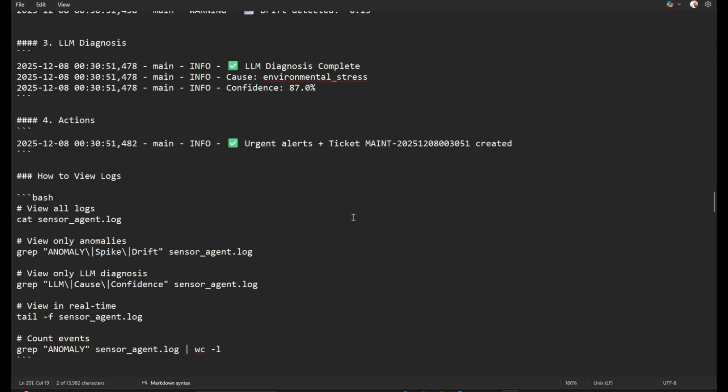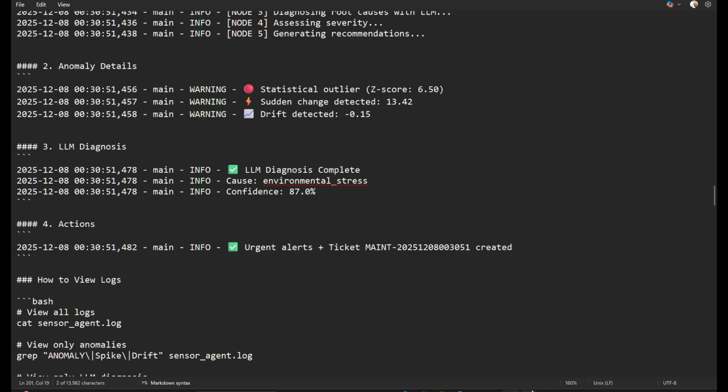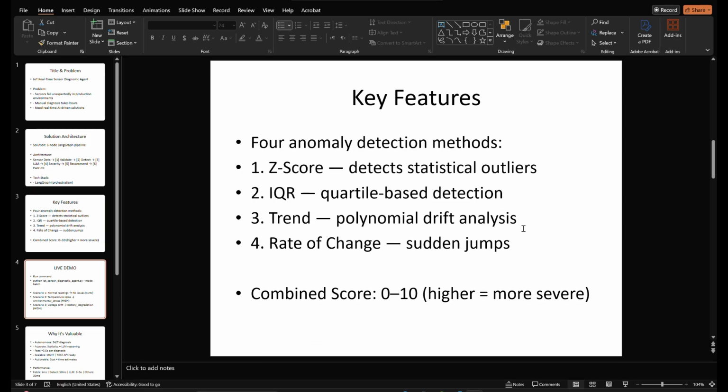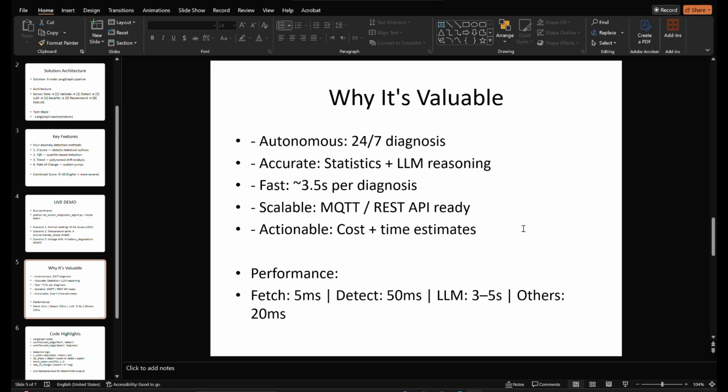So this is how my whole project is, and basically why it is valuable. It is 24 into 7 diagnosis happening all the time, even every 2 seconds we can see what is happening with continuous data fetching. It is accurate because we are using four statistical methods and LLM GPT-4 for reasoning. It is fast, at 3.5 seconds per diagnosis, and scalable, as we can scale it with MQTT or REST APIs for getting real IoT sensors or any other industrial sensor readings.